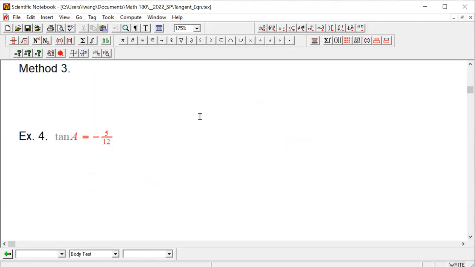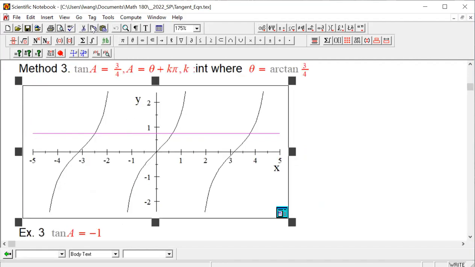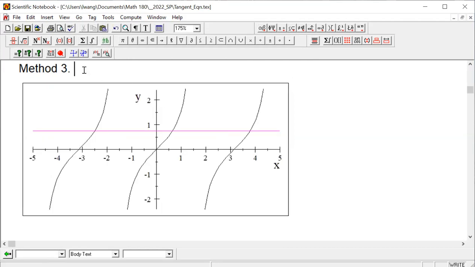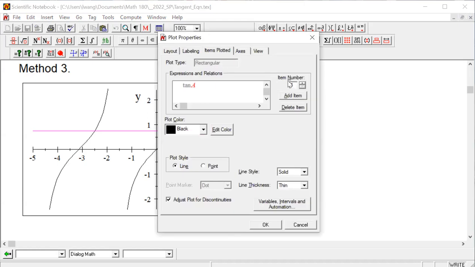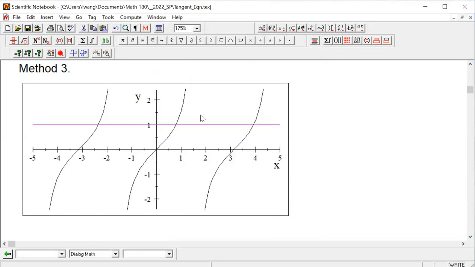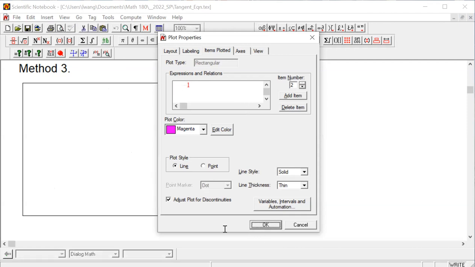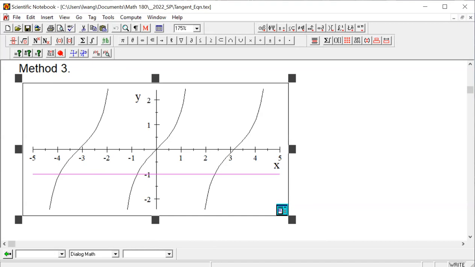Method 3, of course, we draw a horizontal line, but this horizontal line is -1. Okay, so the horizontal line is y equals -1. There you go. Hold on. I need to put a negative sign in front of it, right? There you go. Boom. And we have all the crossings.